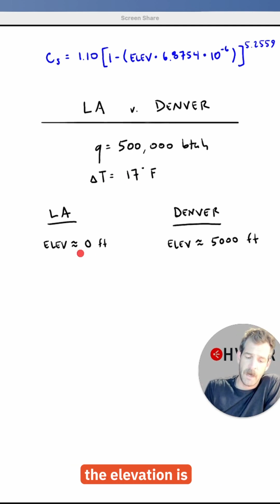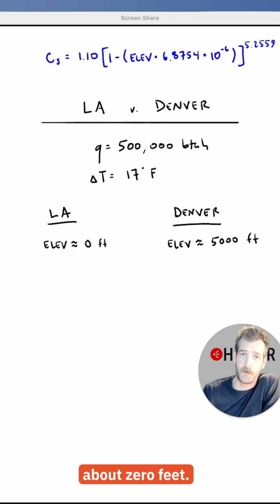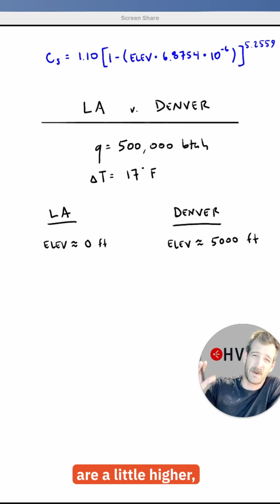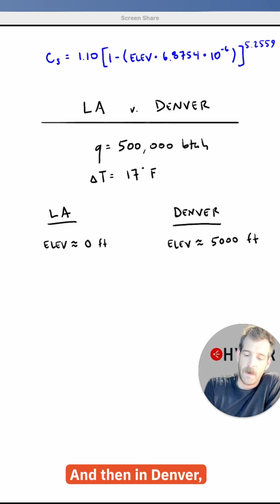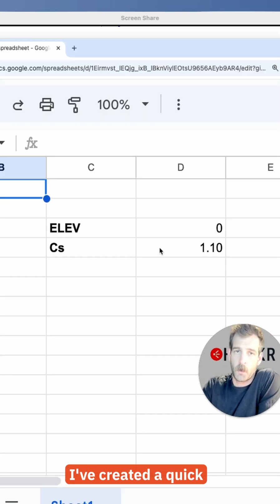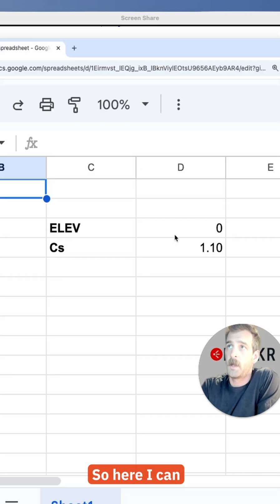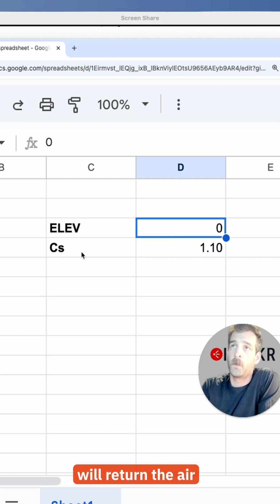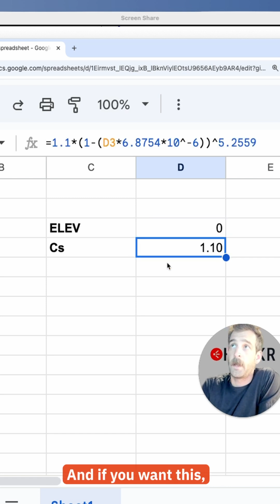Now in Los Angeles, the elevation is about 0 feet. There are some places that are sea level, some places that are a little higher, but we'll assume 0 feet. And then in Denver, the elevation is about 5,000 feet. From here, we're going to calculate that air sensible transfer factor for both of these locations. To help with that, I've created a quick little calculator that uses that equation I just shared. So here I can enter the elevation and it will return the air sensible transfer factor. And if you want this, this is what that formula looks like in Excel.